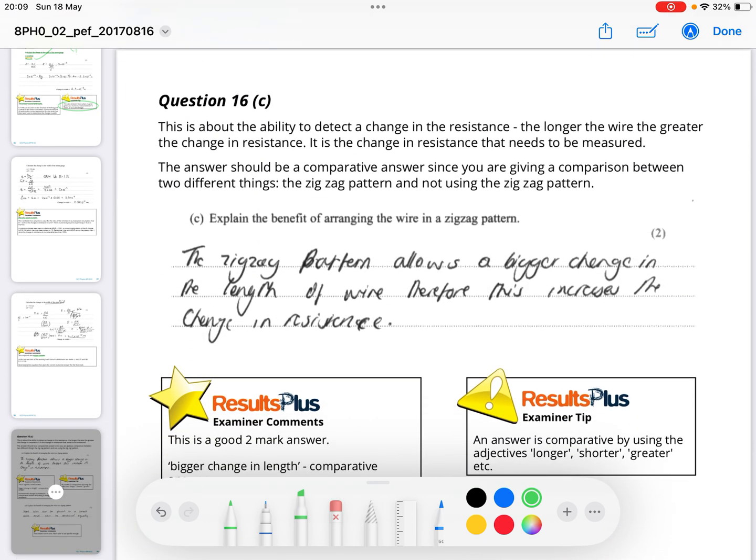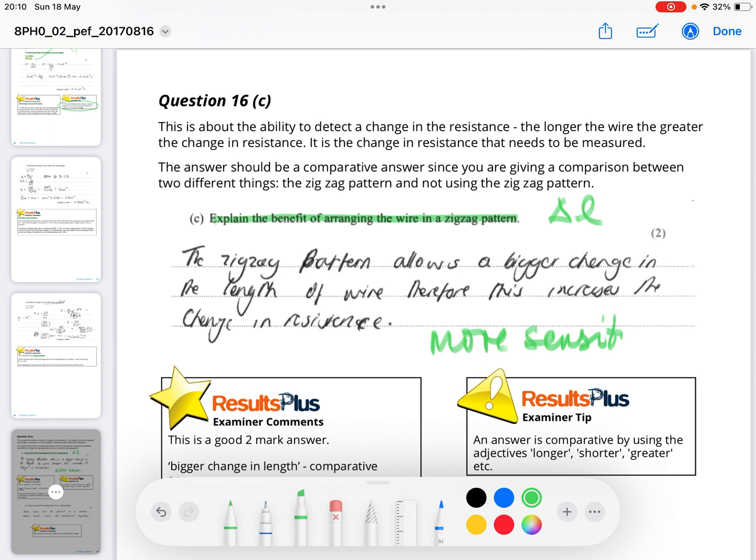Question 16 says, explain the benefit of arranging the wire in a zigzag pattern. So basically, as you strain the material and it's in a zigzag pattern, each bit of the zigzag pattern gets an extension in length, which then has a bigger impact on the resistance, so it's easier to measure. It makes it more sensitive.